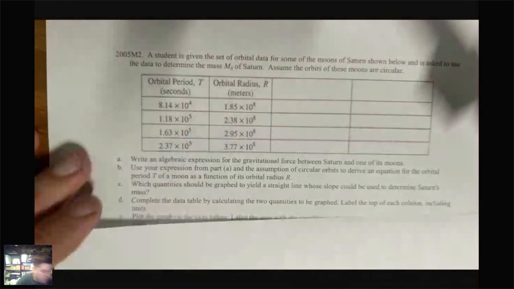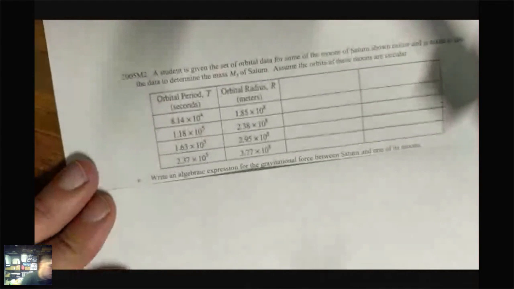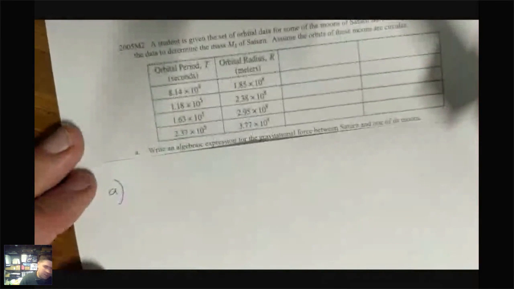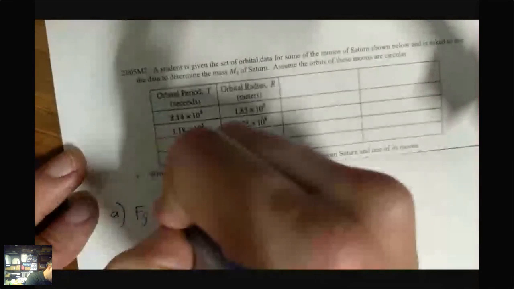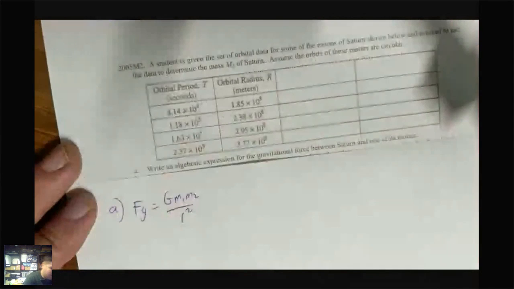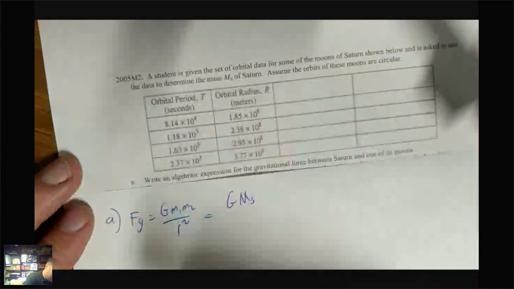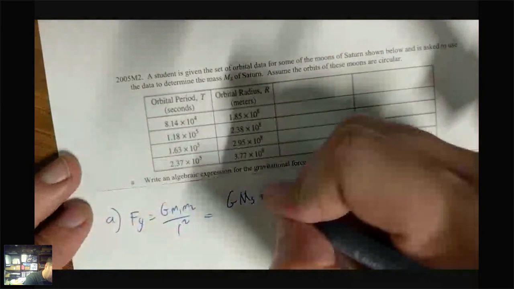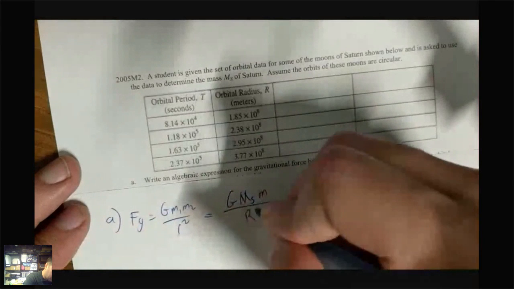We want to write an algebraic expression for the force of gravity between Saturn and one of its moons. All right, so this one hopefully is nice, easy, free points. I would love to get that question on an AP exam because really all it is, hey, can you write down the force of gravity equation and can you plug in the mass of Saturn for one of the masses and I'm just going to leave it as an M, mass of the moon over capital R squared.